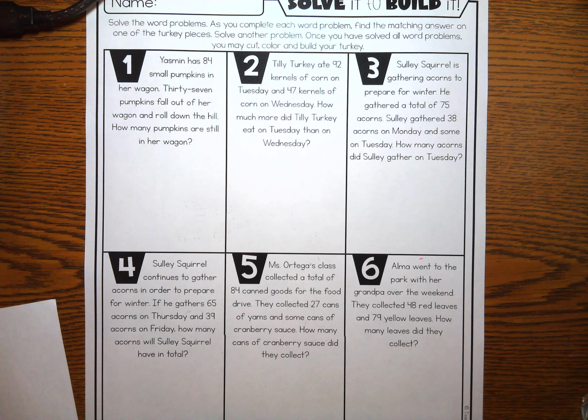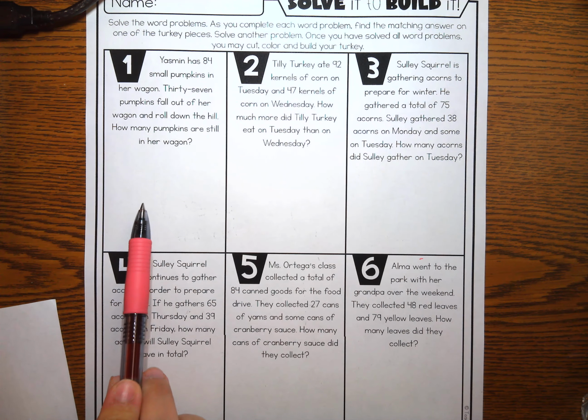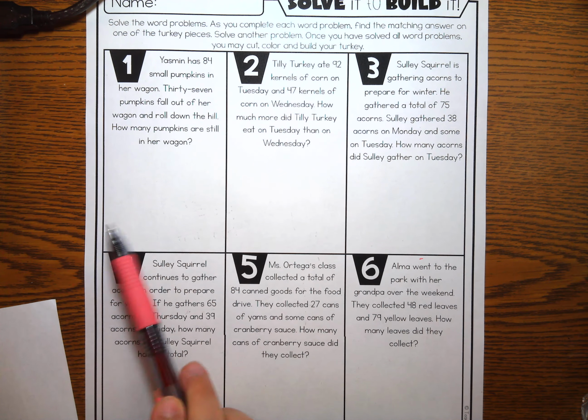So we're going to start with this one right here, and it says Yasmin has 84 small pumpkins in her wagon. 37 pumpkins fall out of her wagon and roll down the hill. How many pumpkins are still in her wagon? Now, word problems can be really tricky, especially because we don't have a lot of space and we don't exactly know what it's asking us sometimes.